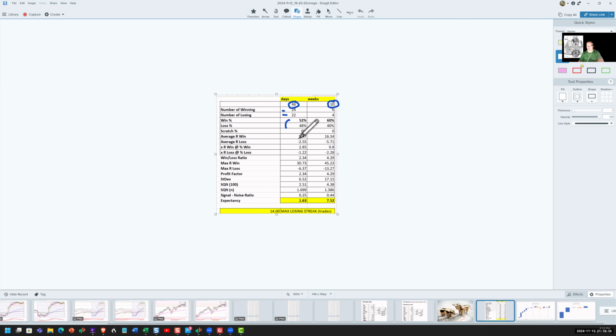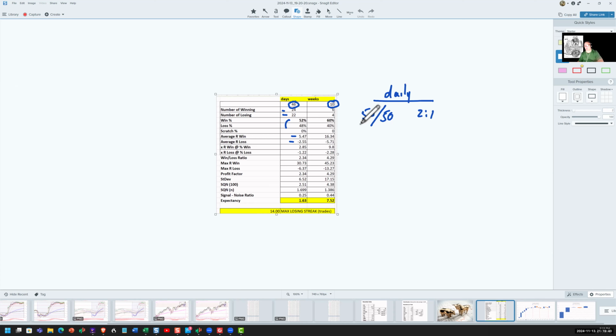The average win was 5.4. The average loss was minus 2.5. So if you look at it strictly on a daily basis, that's a 50-50 coin flip, but which pays better than 2-to-1. So you like that. You'd take that one every day.